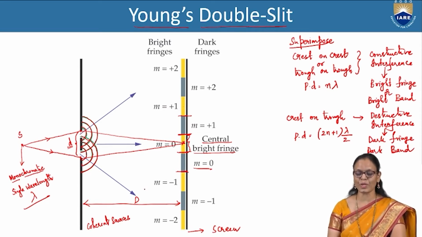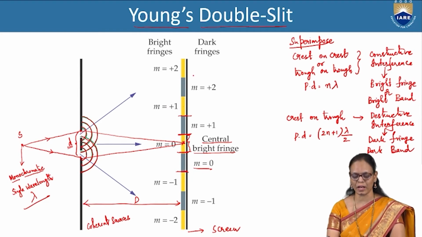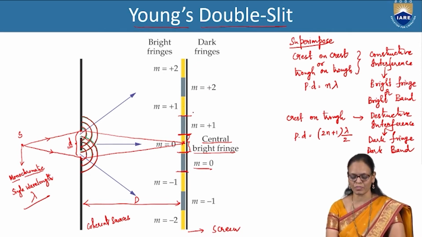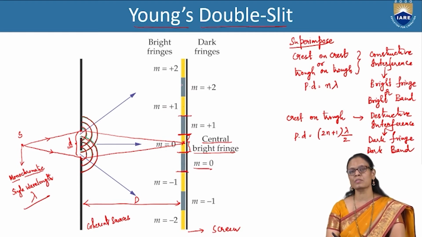Now, because of this, we are having alternate bright and dark bands. And we are calling them fringes. So what you are seeing here are fringes, alternate bright and dark fringes. In our interference patterns, the interesting thing here is all these bands are of equal width.